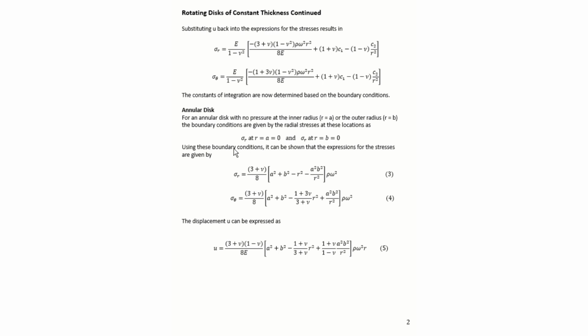So using these boundary conditions, we can show that the equations for the stresses become sigma r as this expression and sigma theta as this expression, and the displacement u can be expressed as given by this equation here. So again, nu is Poisson's ratio, A is inner radius, B is outer radius, r is the point of interest, rho is density of the material, and omega is the speed in radians per second.